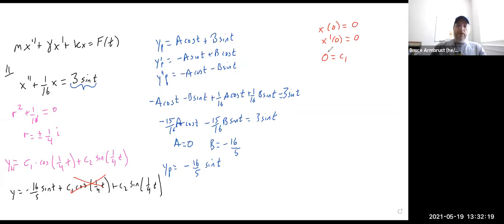So to get the other constant, let's look at what the derivative gives us. The derivative of this thing, let's do it over here. And I apologize, I'm calling it y. It was actually x, habits. But I get minus 16/5 cosine of t plus 1/4 C2 cosine of 1/4 t.